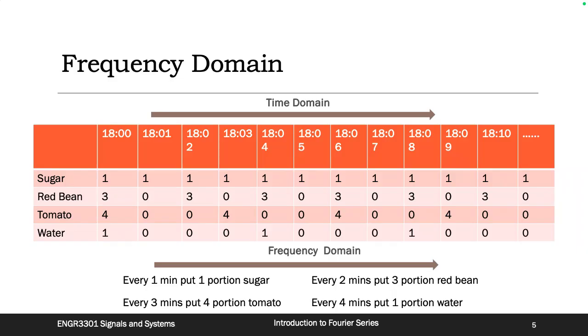Yeah, if I give you this time domain recipe, you can cook this soup, am I right? If I give you this frequency domain recipe, like I let you start from 6, every 1 minute you put 1, and after 1 hour the soup will be ready. So you can also get this soup ready, am I right? Yeah. So this is just the difference between time domain and frequency domain.